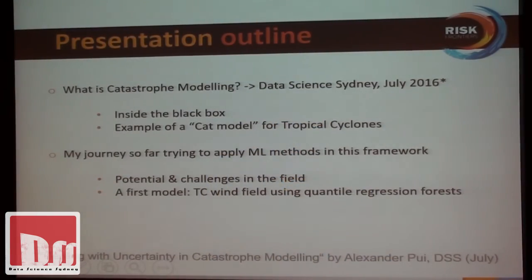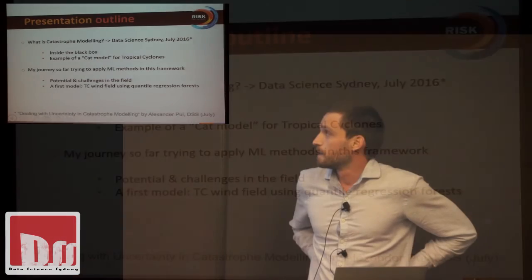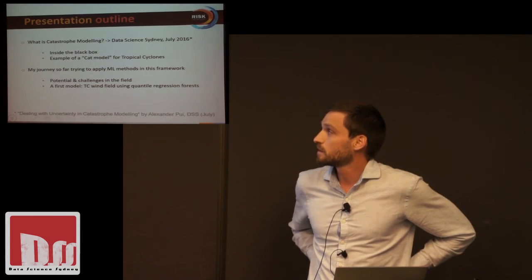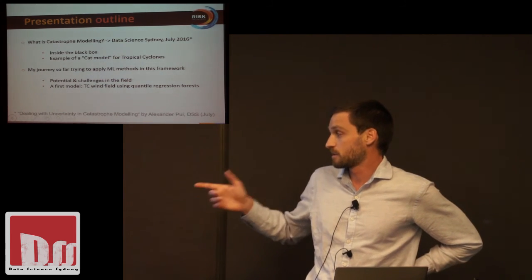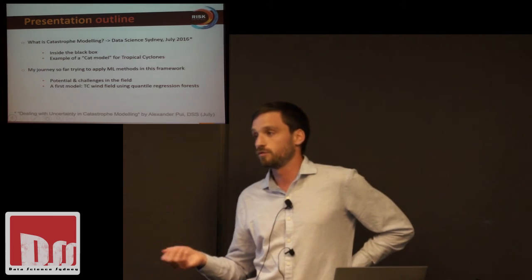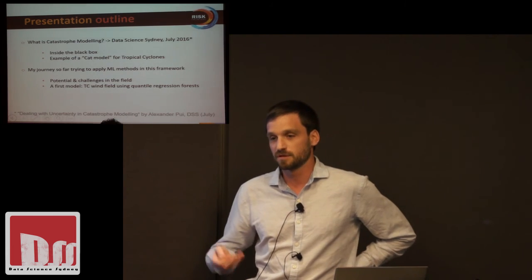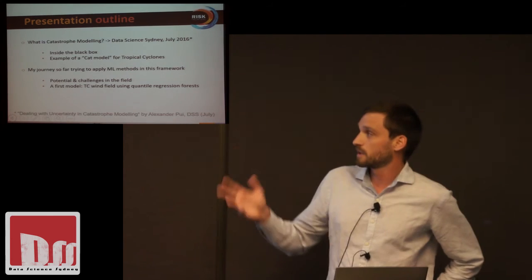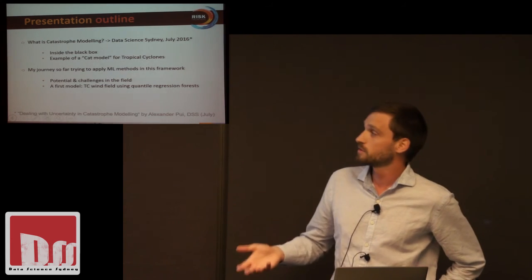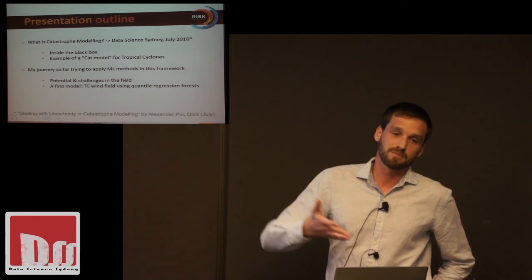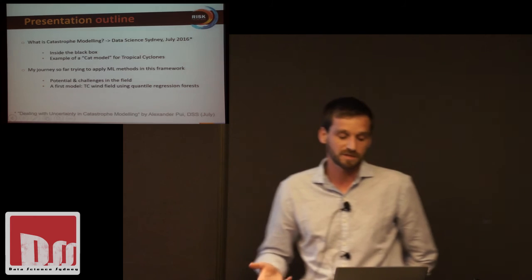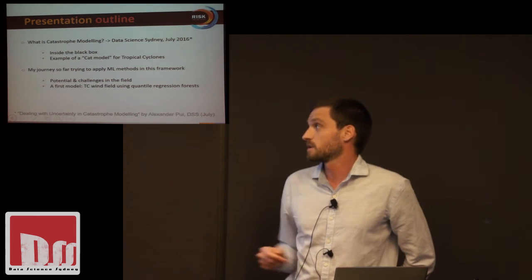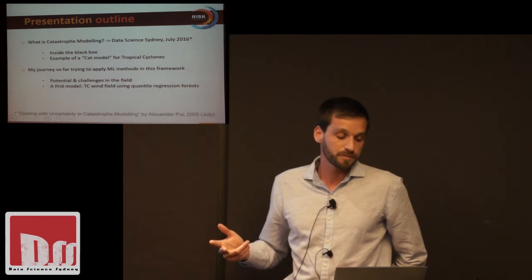As for the outline, I'll start by describing what catastrophe modeling is. We had a really good talk two months ago here at Data Science Sydney from Alexander Pree, who described cat modeling from the point of view of the users, the insurers and the brokers. I'll try to give a different view, from the model developers. He mentioned a few times that cat models look like black boxes to them. So my point will be, let's try to see what's inside the black box, at least a little bit. I'll use models for tropical cyclones for that purpose.